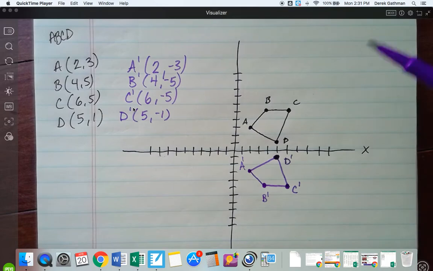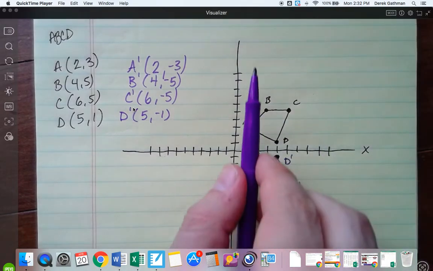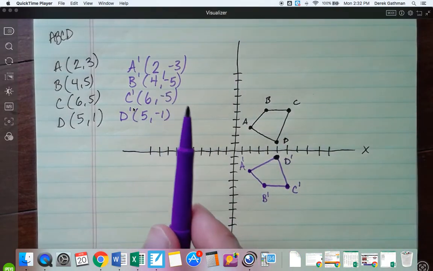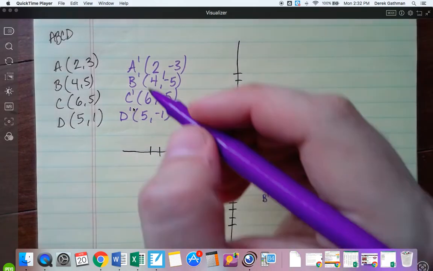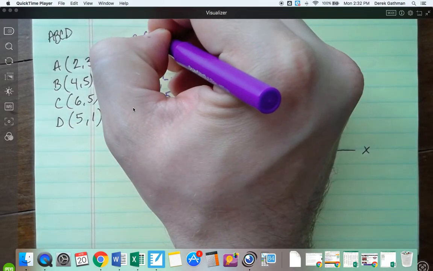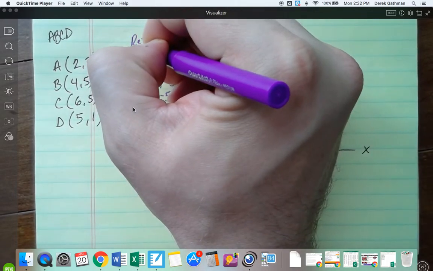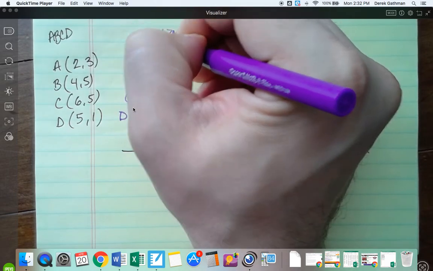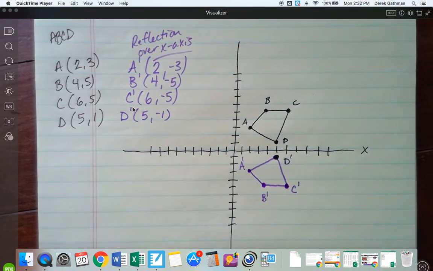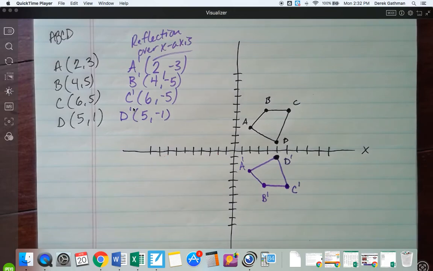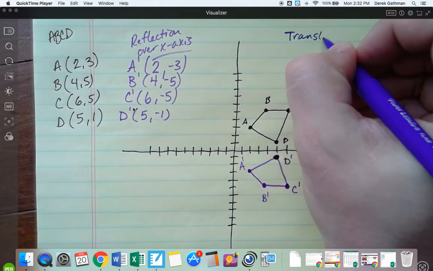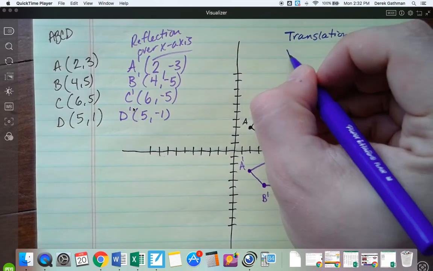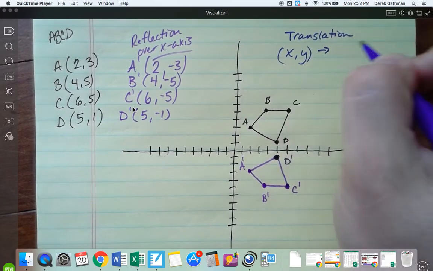Pretty straightforward. If I were to reflect it over the y-axis, I would just change the x-coordinates. Okay? And so usually they'll give you that. They'll say, hey, a reflection over the x-axis. That's just how I would describe that. Okay? So some more notation here is if I was working with a translation. So let's say I had A, B, C, D, and I wanted to do a translation of the following. So here's some notation that you might see.